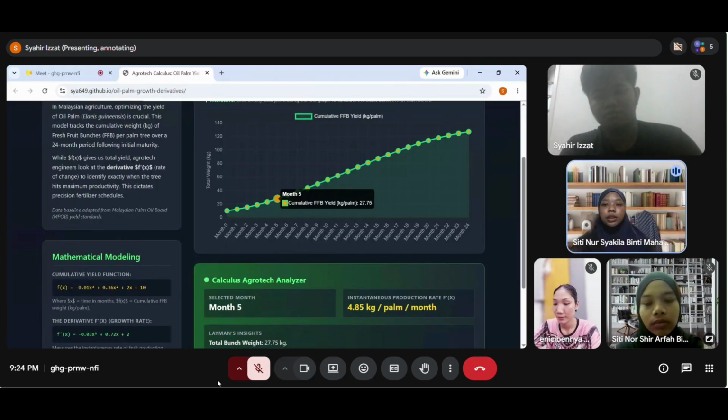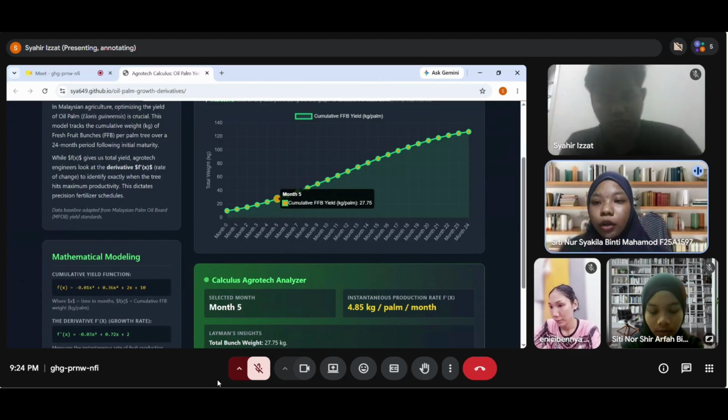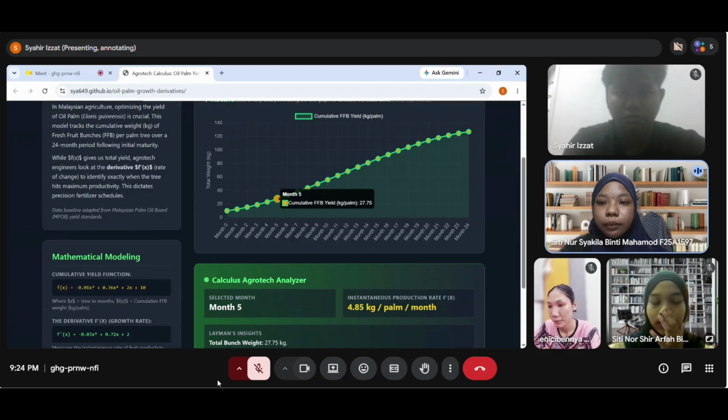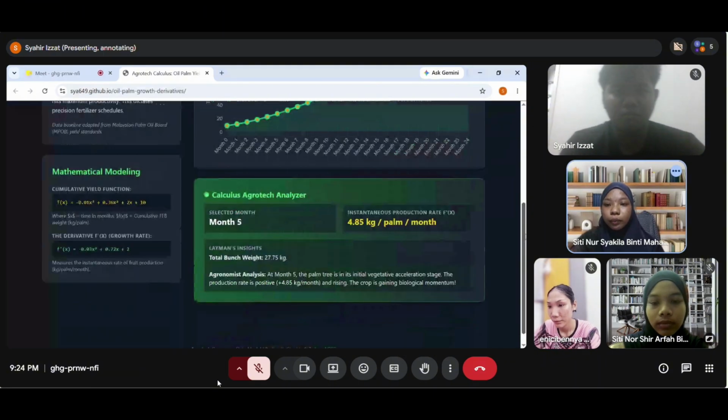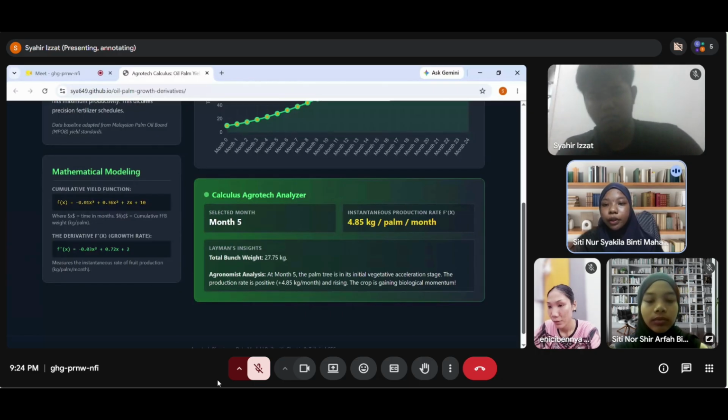Second, the derivative. By using calculus derivatives, we can calculate the exact speed of fruit production at a specific month. Third, decision making. If the graph keeps climbing at month 5, the current fertilizer plan is working well. If it drops, the manager gets an early warning to check the tree for pest or disease.